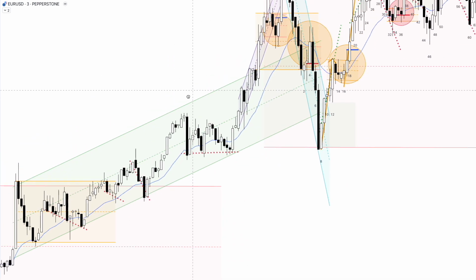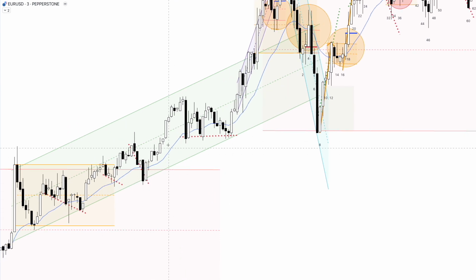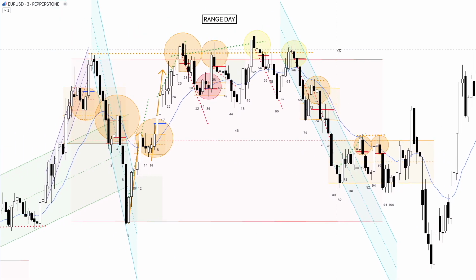So they become bullish, even though this may look bearish to you if you're new. These are all bullish pullbacks. So that's it.